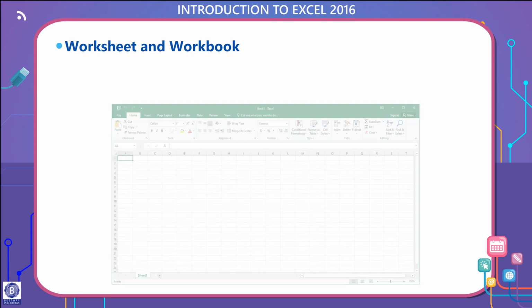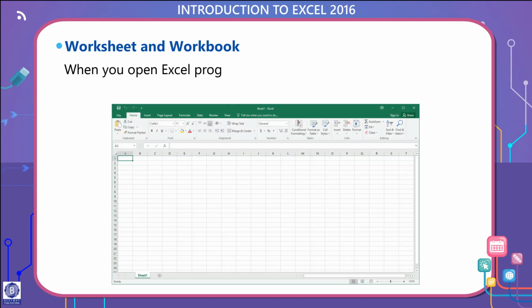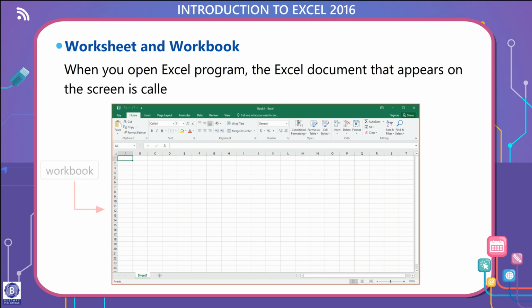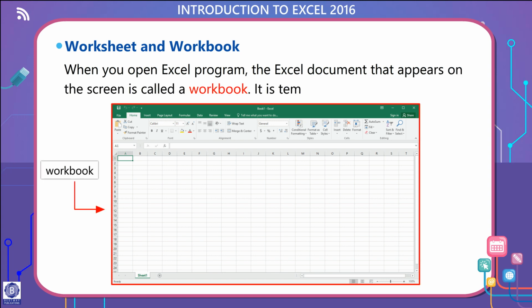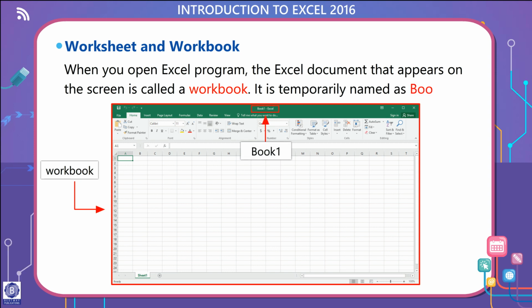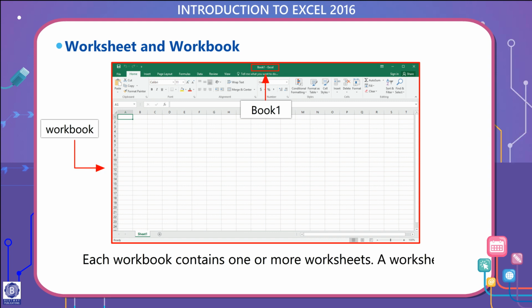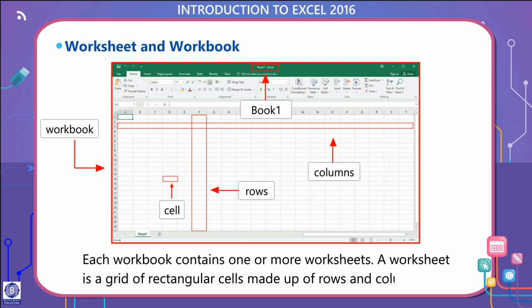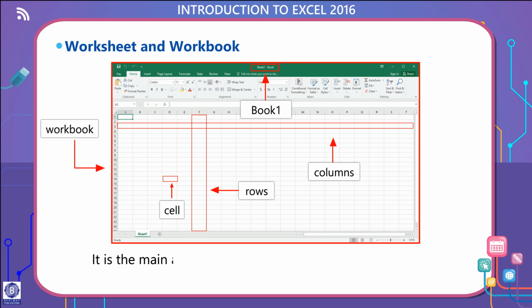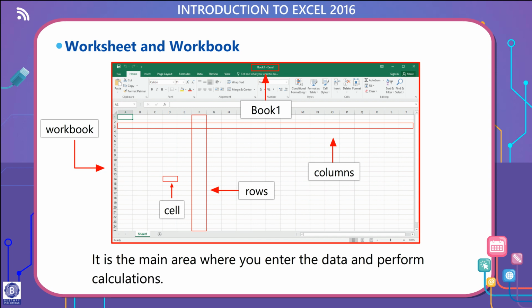Worksheet and workbook. When you open Excel program, the Excel document that appears on the screen is called a workbook. It is temporarily named as Book 1. Each workbook contains one or more worksheets. A worksheet is a grid of rectangular cells made up of rows and columns. It is the main area where you enter the data and perform calculations.